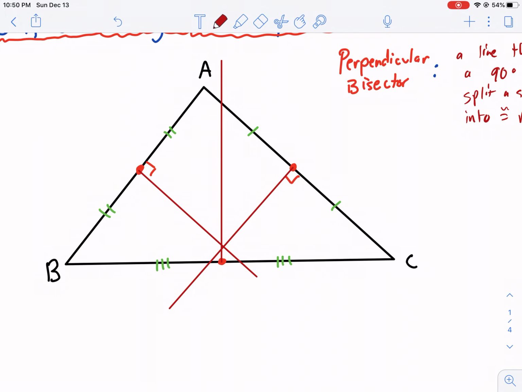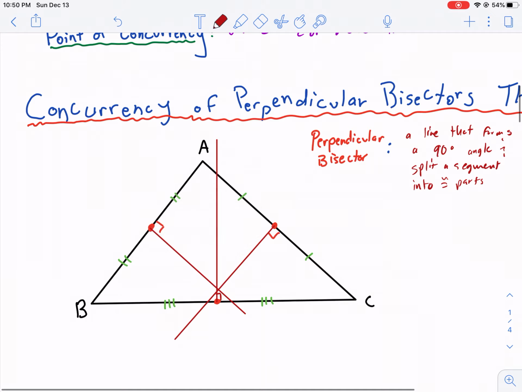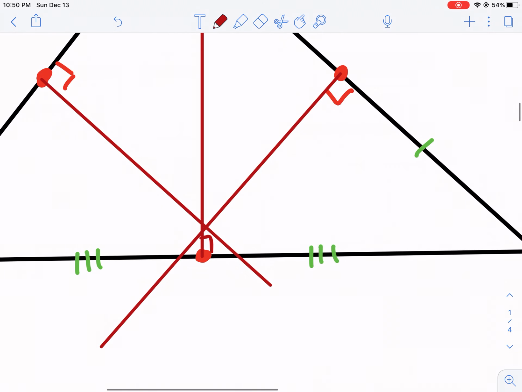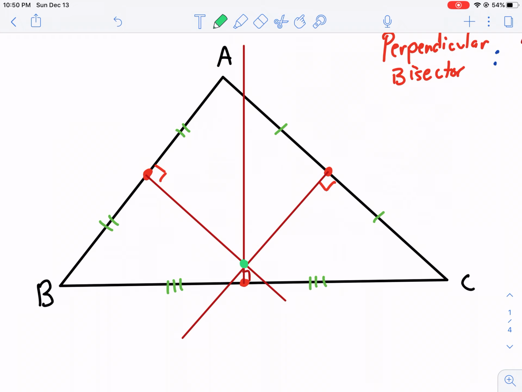Now, I did an okay job, not terrific, but not bad, at getting these all to meet at the same spot, because that's what it's all about. Concurrency, all at the same spot. Where do they all meet? They all meet right about here. I'm going to make this dot big so you can't see my mistakes. There you go. That is the, now let's label it, the point of concurrency, where the lines meet.